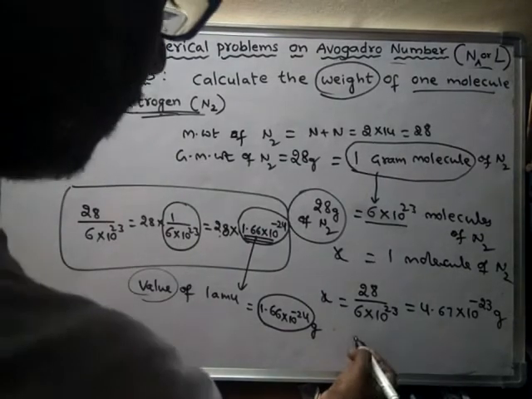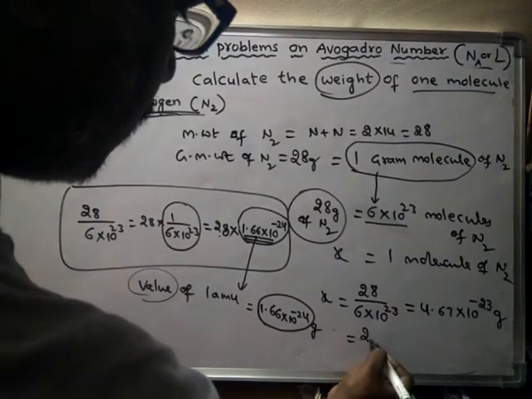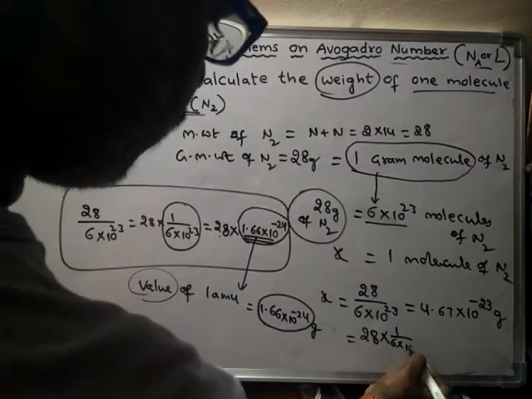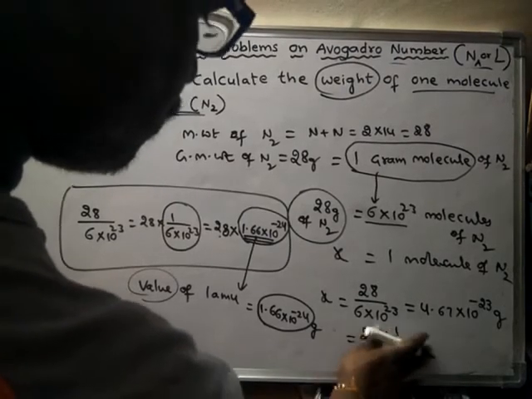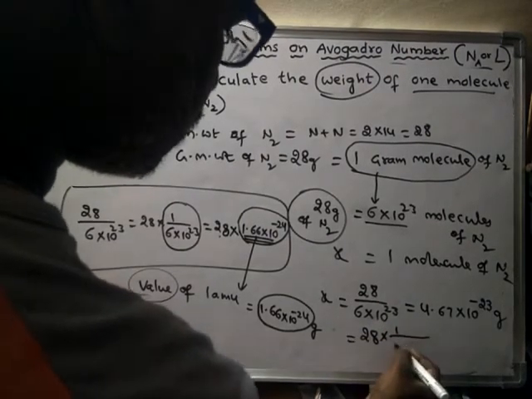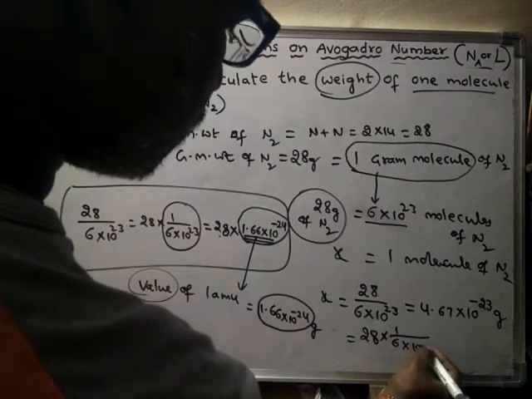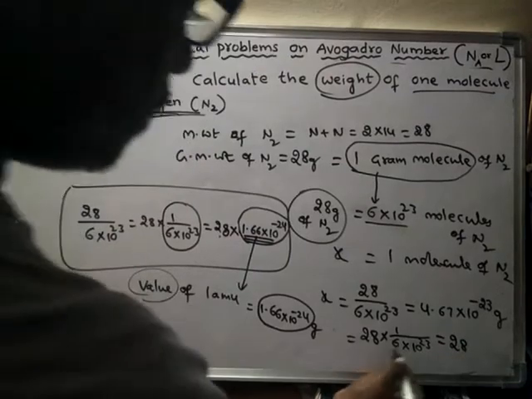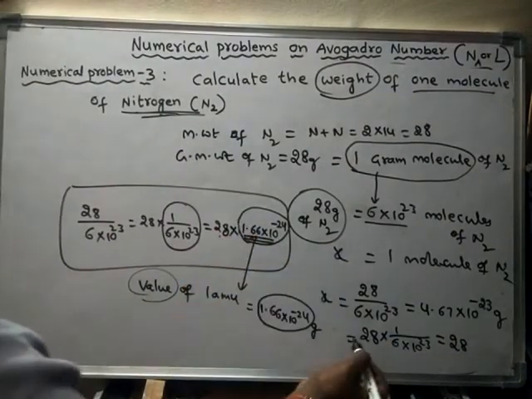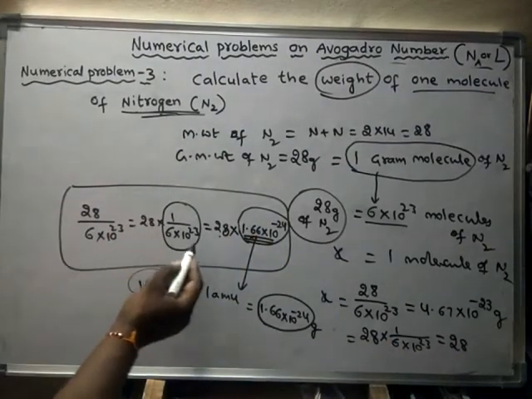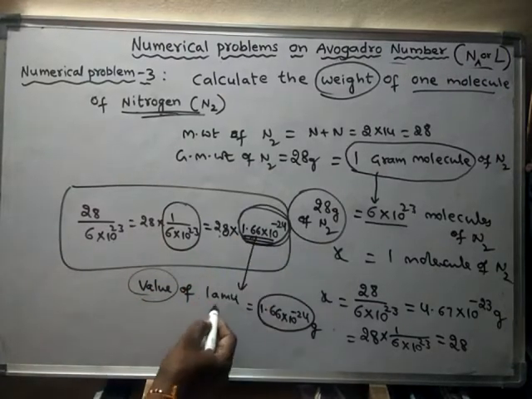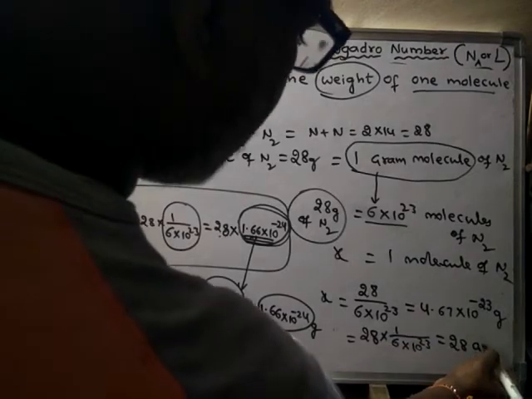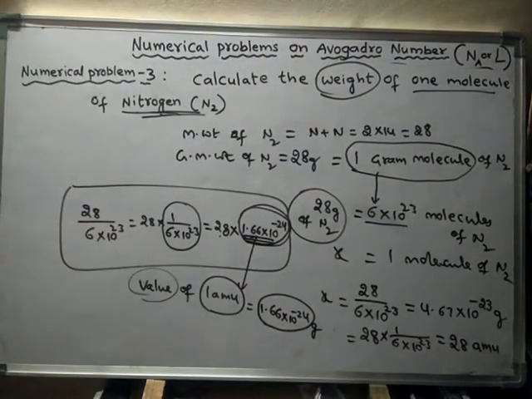Or else simply I will write like this: 28 into 1 by 6 into 10 to the power of 23. This value, 1 by 6 into 10 to the power of 23, is equal to this value, and this is nothing but 1 AMU. So instead of writing this one, I can write AMU, 28 AMU.